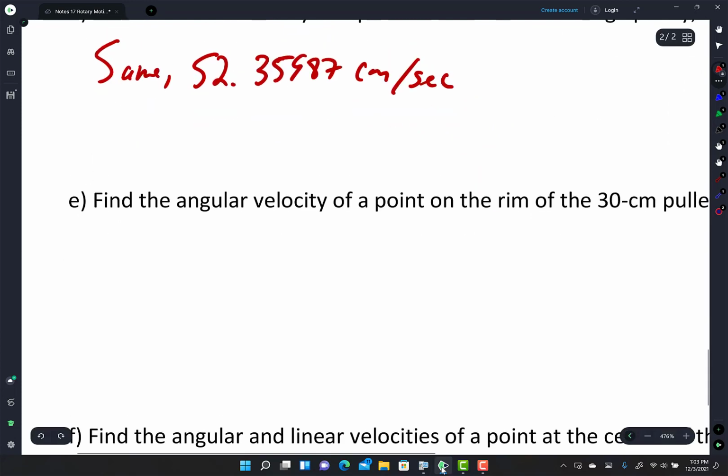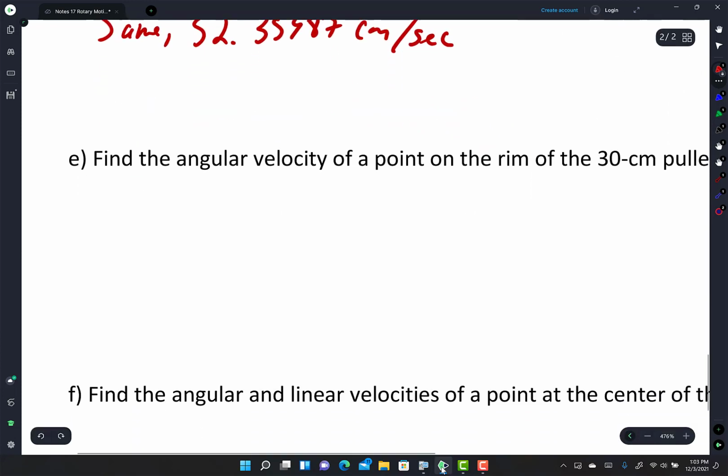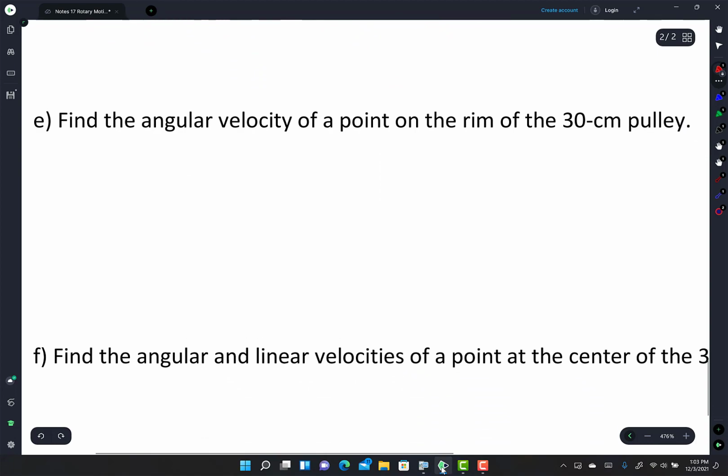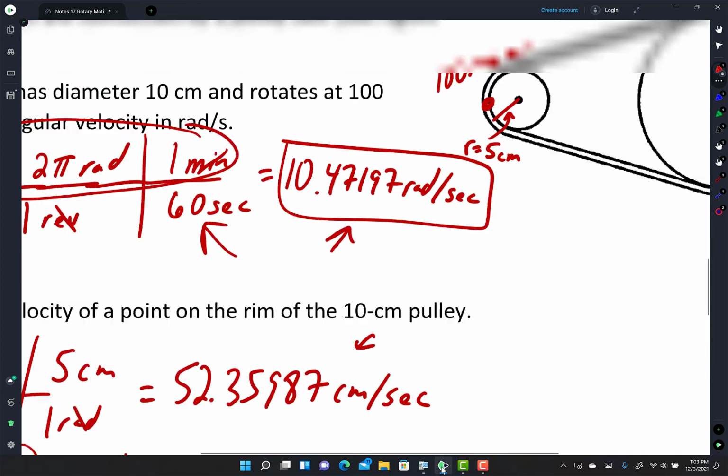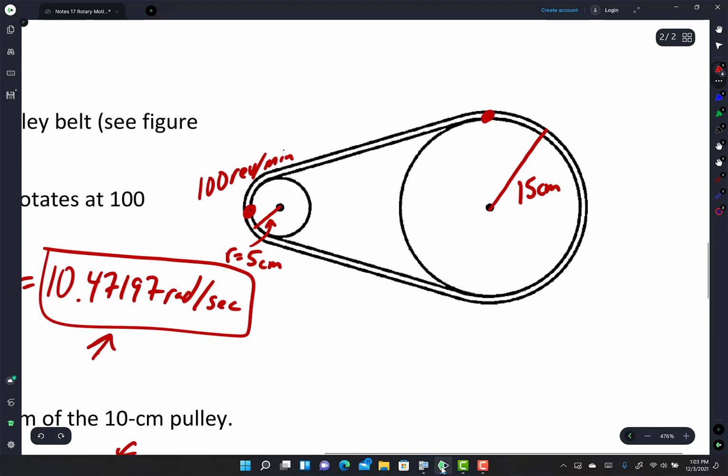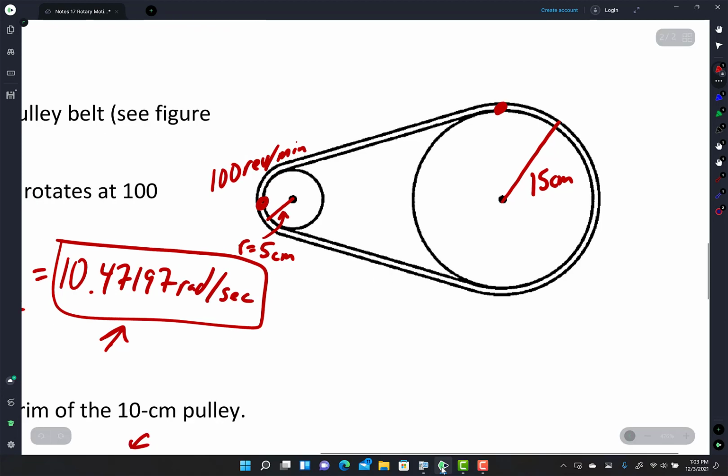Are we still okay? All right, letter E. Find the angular velocity of a point on the rim of the 30 centimeter pulley. Okay, so let's look at our picture first. Does everyone agree that every time the big one does 1 revolution, the little one is doing more revolutions? Yes. All right. So we know that.